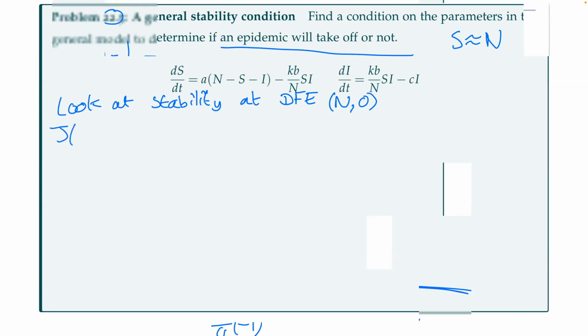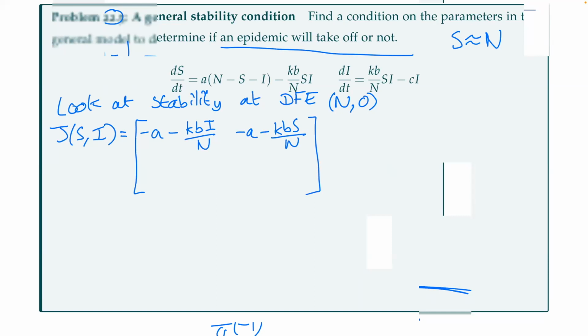So how do we look at stability? Well, the first thing we need to do is look at our Jacobian. In this case, for the Jacobian, we take the partial derivative of the first function with respect to the first variable. So in this case, this is dS/dt. Take the partial of that with respect to S. So we have minus a minus kb I over N. Do the same, but now for the second variable I. So we have minus a minus kb S over N.